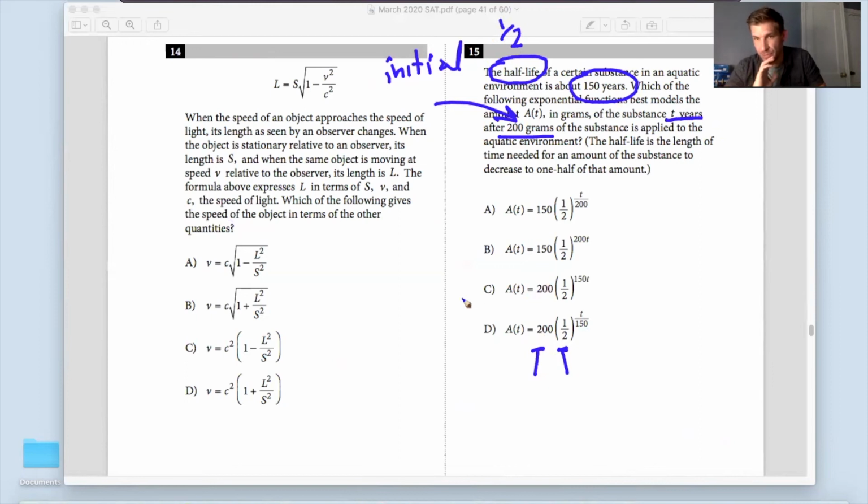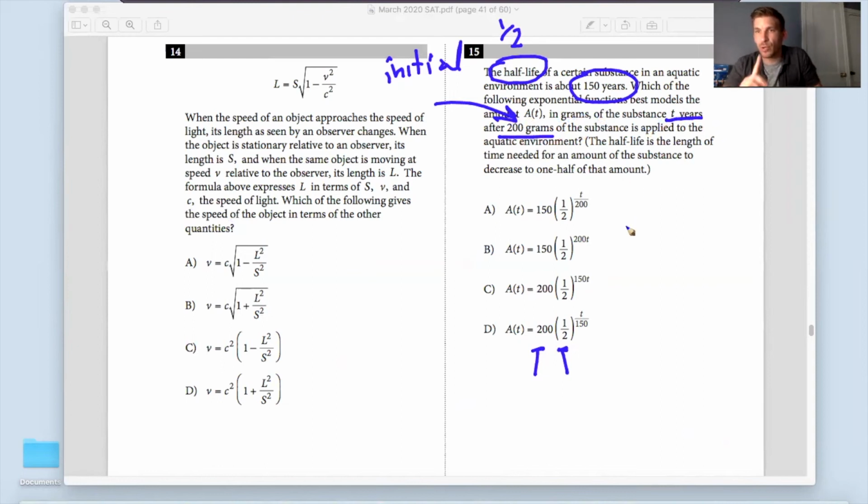So it's going to be either C or D, because here the 200 is acting as the amount, whereas the 150 is acting as the actual half-life. They're referring to, it says the half-life is the length of the time needed for an amount of substance to decrease to 1/2. And what they want to know is which of the following exponential functions best models the amount A of T in grams of the substance T years after 200 grams of the substance is applied.